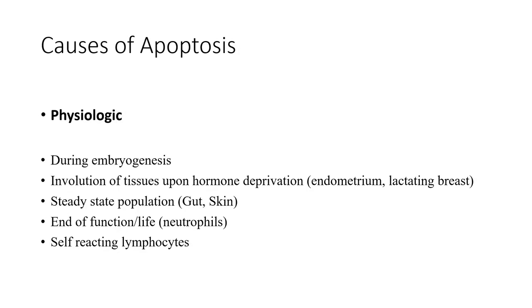The physiologic causes of apoptosis is first during embryogenesis خلال عملية تكون الجنين. دايما في أعضاء جديدة مثلا أو سيلز جديدة بتظهر والسيلز القديمة it will die by apoptosis. Involution of tissue upon hormone deprivation or hormone withdrawal. نفس الفكرة اللي بتصير في حالة الاتروفي. So for example, after menopause, the level of estrogen, as we said, decreases. So this will lead to hormone deprivation of the endometrium from estrogen, and the endometrium will undergo atrophy and apoptosis. There will be death of the cells lining the glands by apoptosis.